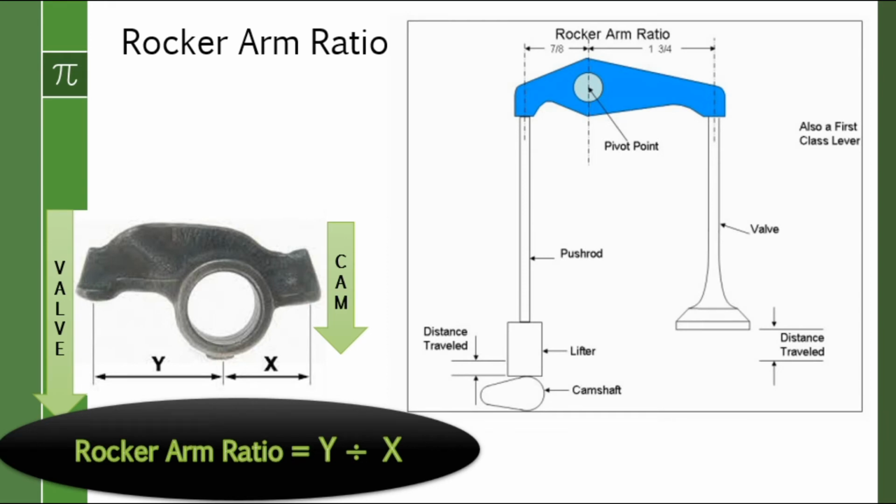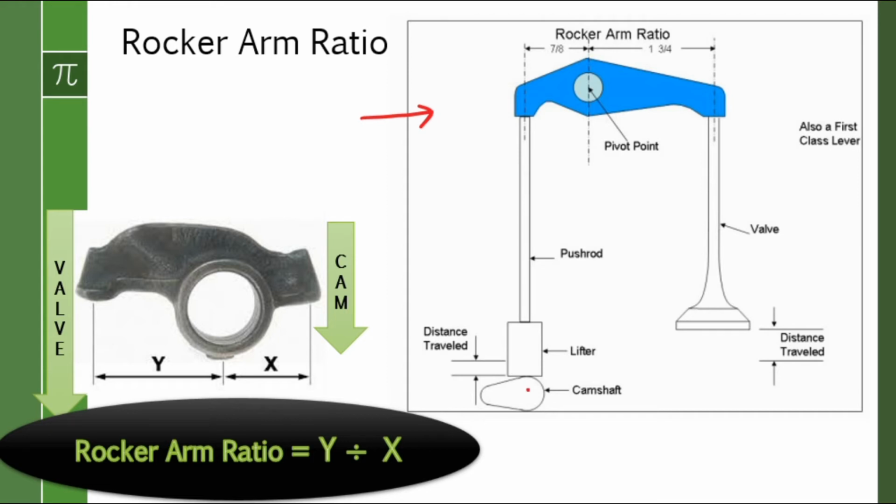Rocker arm ratio. So we're going to combine this with the lobe lift in a bit, but first we're just going to talk about the rocker arm ratio. So this is more for your cam and block engines. That's where you're going to see rocker arms happening. And if you look at the picture over on the right here, this is your typical setup.